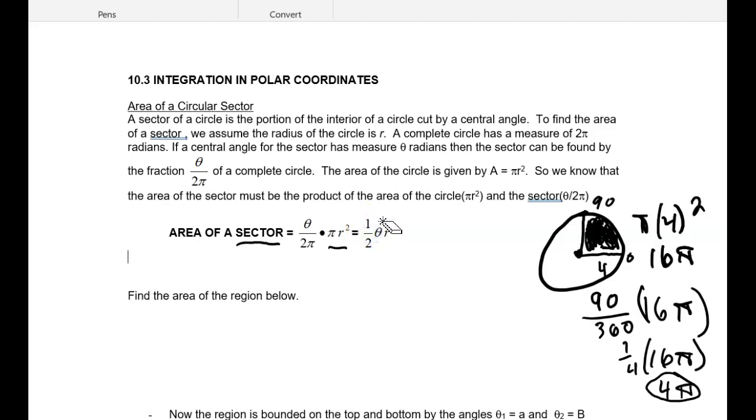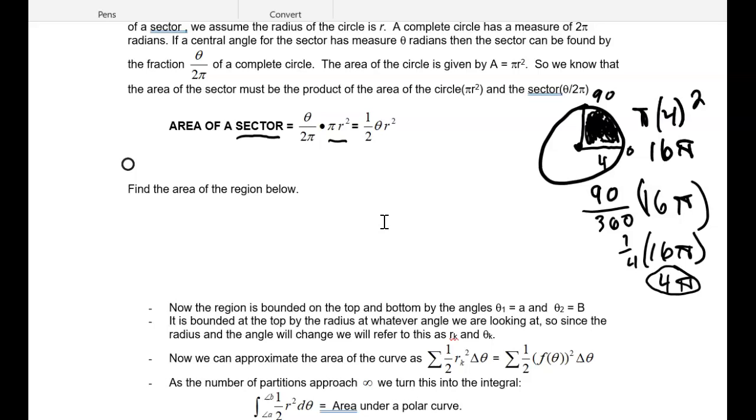So that's the basis of what we're going to be getting into. So when this at the bottom here says find the area of the region below, sketch in one of our cardioids that we drew the other day.